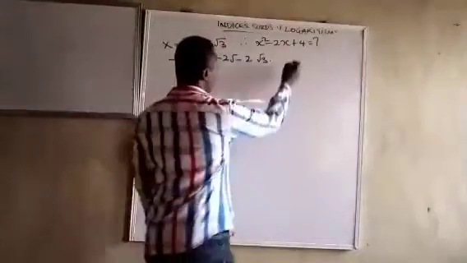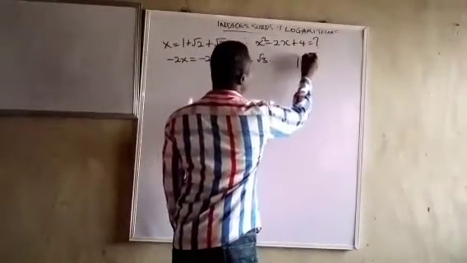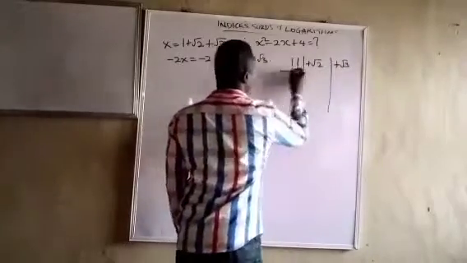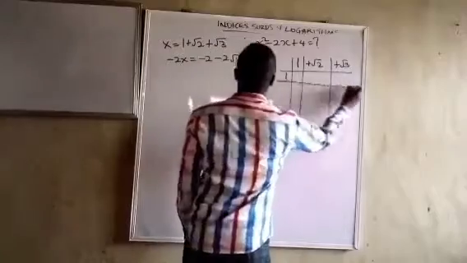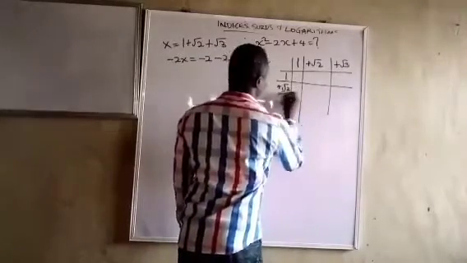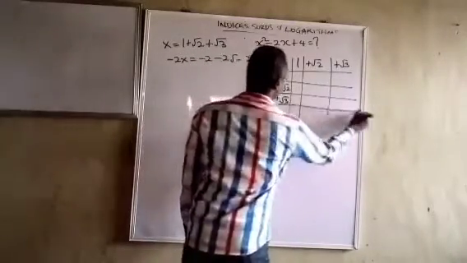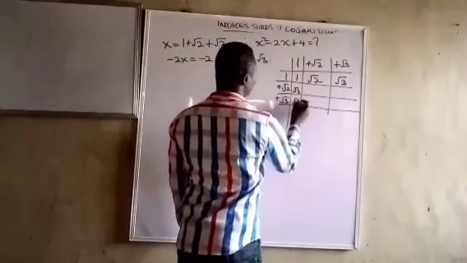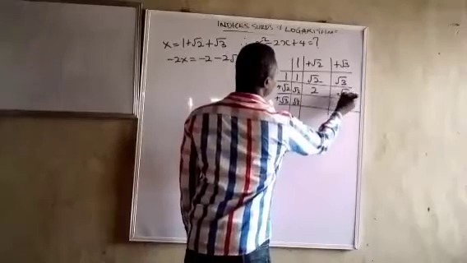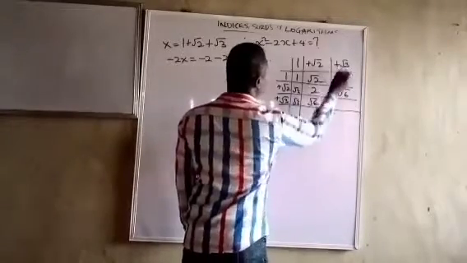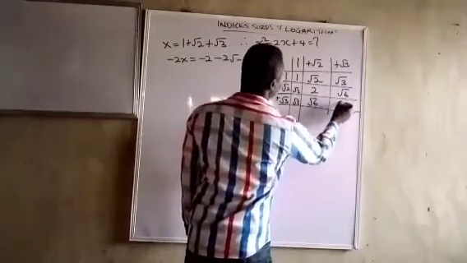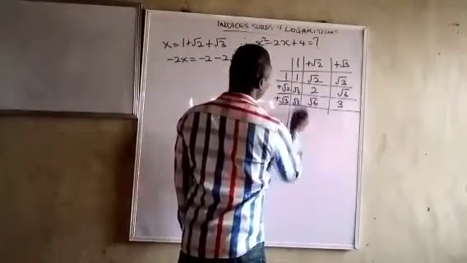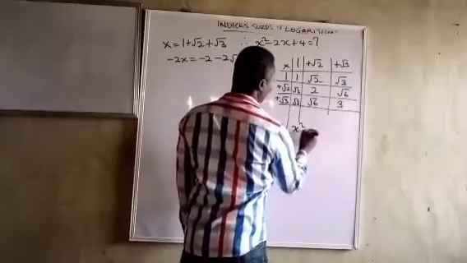Now let's find the value of x squared. X squared, so I find it like this: 1 plus root 2 plus root 3 times 1 plus root 2 plus root 3. Here I have 1, root 2, root 3, and root 2 times root 3, which is root 6. So from here you can see I can add. So x squared, the squares give 1 plus 2 plus 3, which is 6.